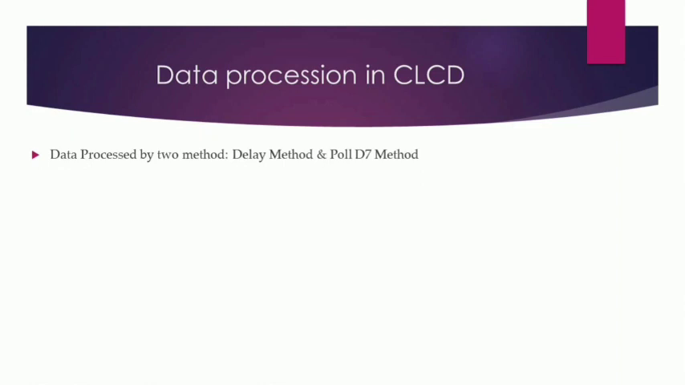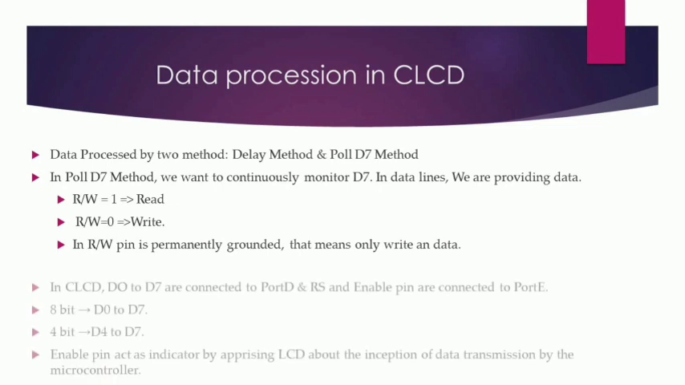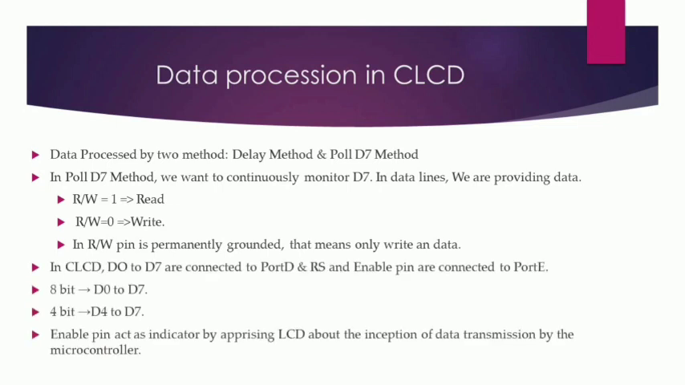We see the data processing in CLCD. Data is processed by 2 methods: the delay method and the poll D7 method. In the poll D7 method, we continuously monitor D7. In the data lines, we are providing data. R/W equal to 1 means read, and R/W equal to 0 means write. The R/W pin is permanently grounded, which means only write and data.